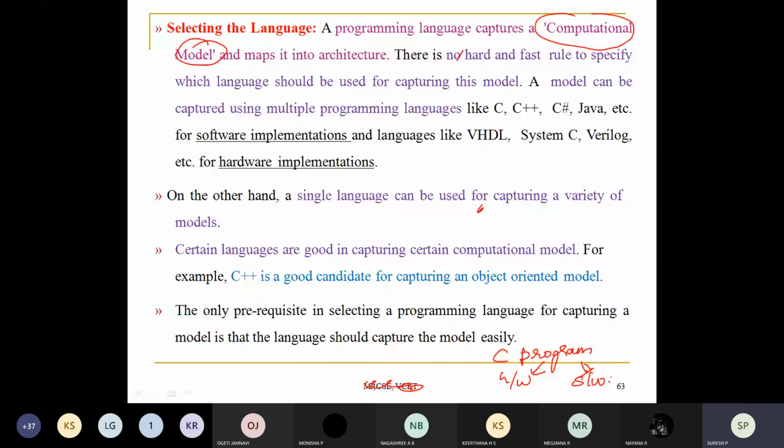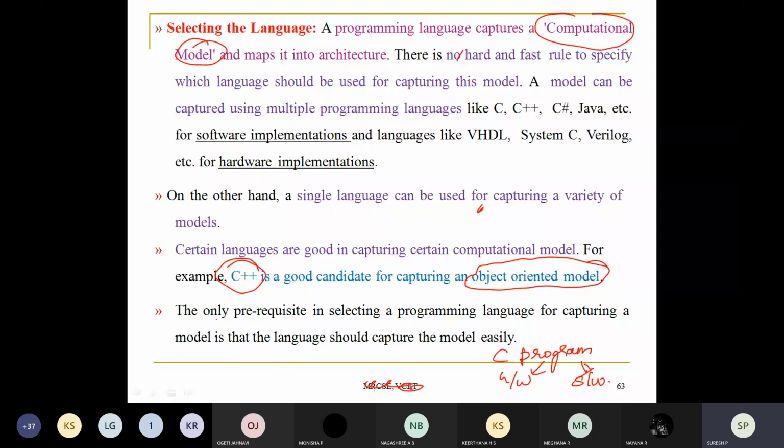When you are going with the object-oriented concepts, C++ is a good candidate. The only prerequisite in selecting a programming language for capturing a particular model is that the language should capture the model easily. That means the language has to understand that particular model, or the behavior of the hardware which you are going to have. The behavior of the hardware has to be effectively understood by that language.